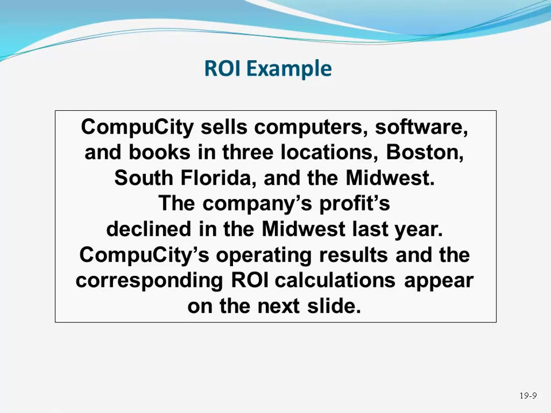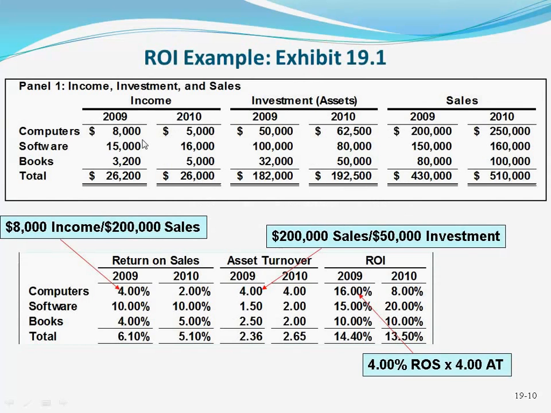Okay, let's go through the ROI numerical example first. We have a company called CompuCity, and that company sells three types of products classified as computers, software, and books, and it sells them in three locations: Boston, South Florida, and the Midwest. So let's look at the numbers by products.